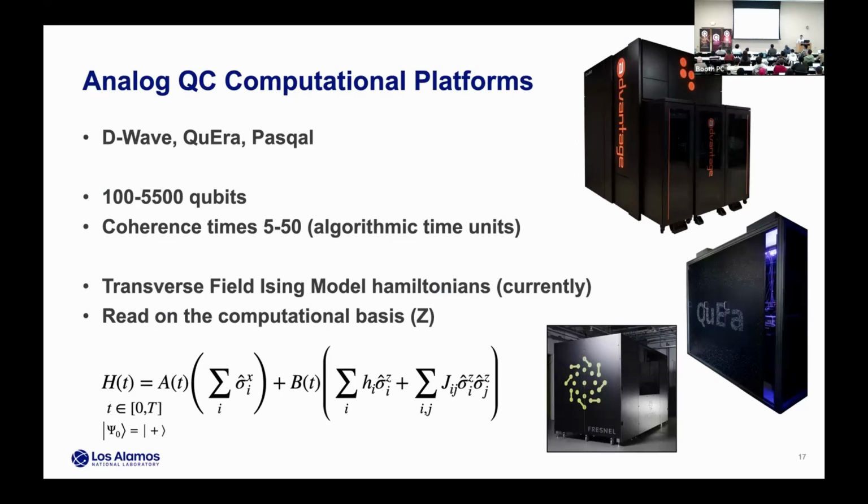Right now, I would say there's 3 major vendors which can sell you this type of quantum device. So we've got D-Wave, QuEra, and Pasqal. Currently, they range from between 100 and 5,000 qubits. They have coherence times on the order of 5 to 50 time units, and that's normalized to algorithmic time units. And they implement this transverse field Ising model Hamiltonian. They support reading in one basis, which we can call the computational basis or the Z basis, but that's what the technology is. I'm going to go into this in more detail to explain what each of these components is, but these are the three big vendors.